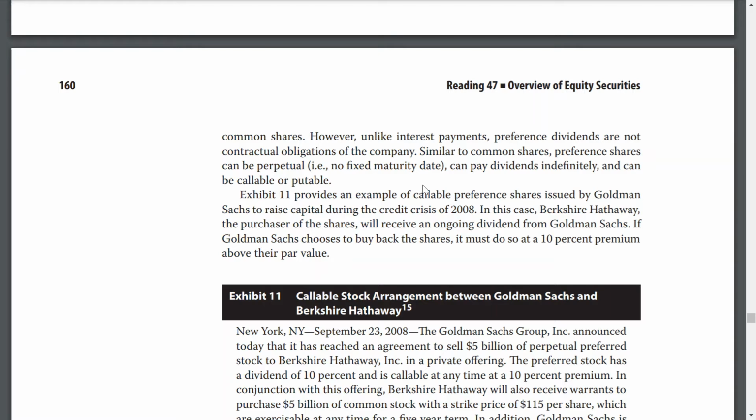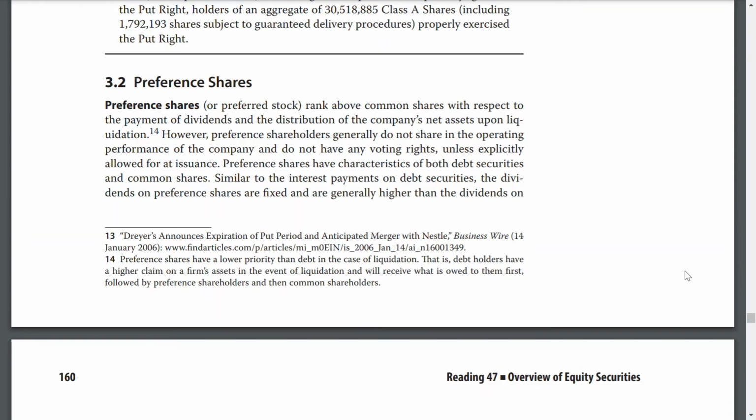Exhibit 11 provides an example of callable preference shares issued by Goldman Sachs to raise capital during the credit crisis of 2008. In this case, Berkshire Hathaway, the purchaser of the shares, will receive an ongoing dividend from Goldman Sachs. If Goldman Sachs chooses to buy back its shares, it must do so at a 10% premium to their previous value. So this is preference shares.